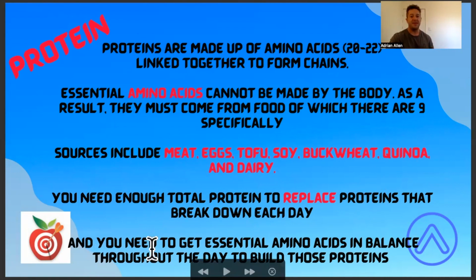That's why it is required to be done not just 5 days a week, but 7 days a week. And you need to get essential amino acids in balance throughout the day to build up these proteins. So that's why we don't just stick with the one protein. We want a wide variety: prawns, steak, fish, tuna, everything you can get to mix it up. And again, the more variety you have, obviously, the better it is for your diet. And everyone is different. If you are vegan or vegetarian, then obviously beans and whatever you choose.